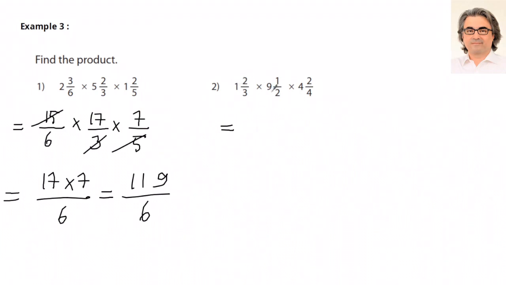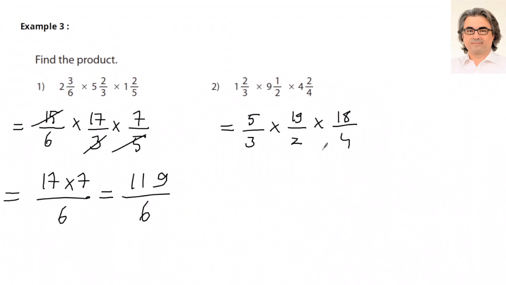Change them into their improper fraction form. For the first one, 1 times 3 is 3. 3 plus 2 is 5. 5 over 3 times 9 times 2 is 18. 18 plus 1 is 19. 19 over 2 times 4 times 4 is 16. 16 plus 2 is 18.